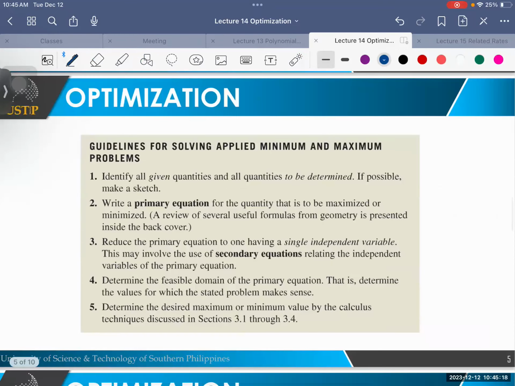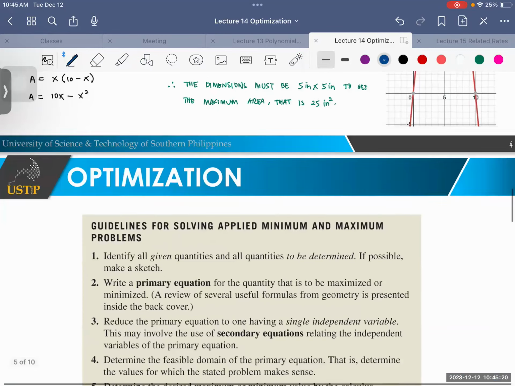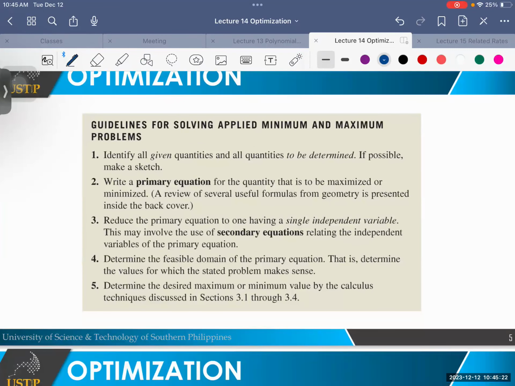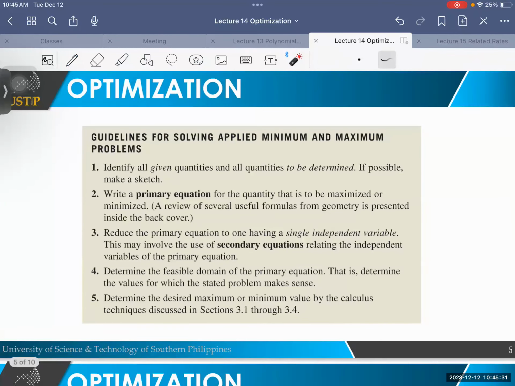Guidelines sa class. Example lang na siya. Okay. How do we solve for some minimum maximum problems? Okay. So first is identify given quantities and all quantities to be determined. If possible, make a sketch. Pwede ka mag-visualize class. Tanaw ni mo, ipanghatag sa mga values and then you relate it to the quantities nga gipangita. Okay? And then write a primary equation, ayaw kalimot kay diri gikan nato kuha natong derivative.